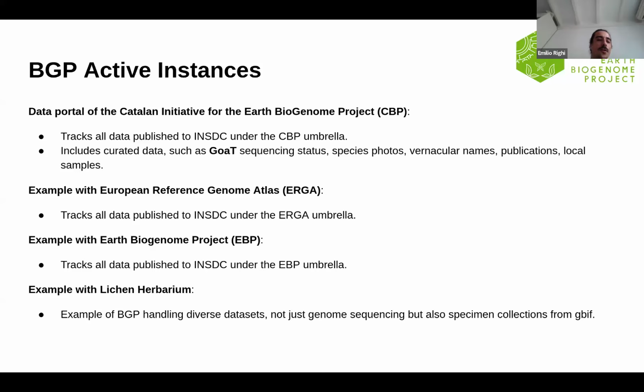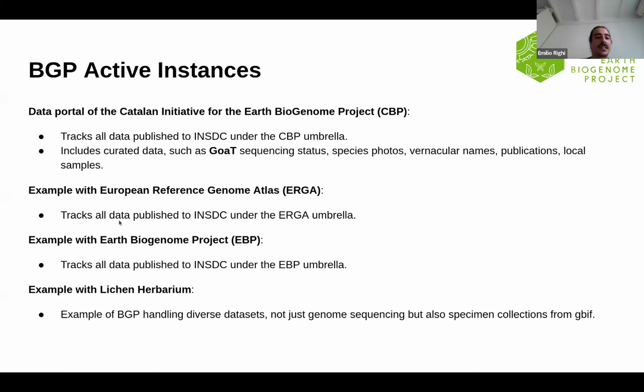Right now, we have 4 active instances online on the BGP. The first one is the data portal of the Catalan Initiative for the Earth Biogenome Project, which was, let's say, the main use case to develop this software. And it tracks all the data published to INSDC under the CBP umbrella. But as well, there are some curated data, such as the GoaT sequencing status, some species photos, vernacular names, publications, local samples, and, I forgot to mention here as well, genomic annotations.